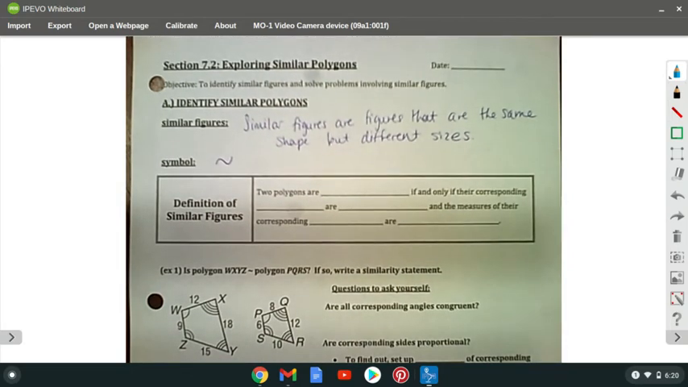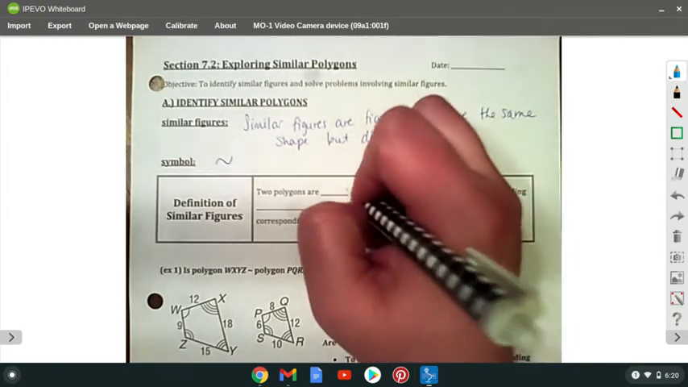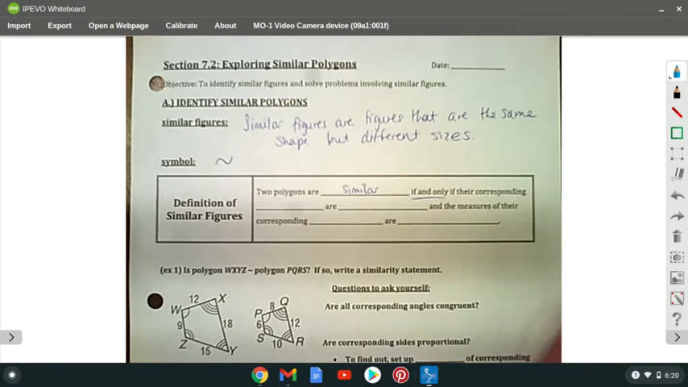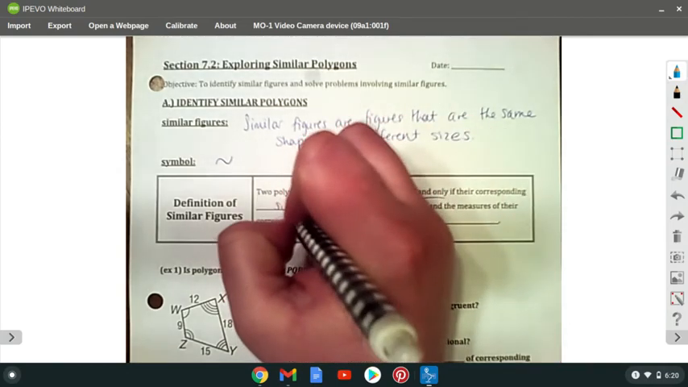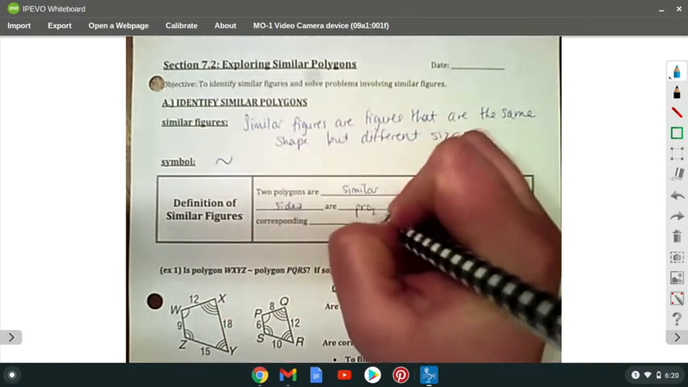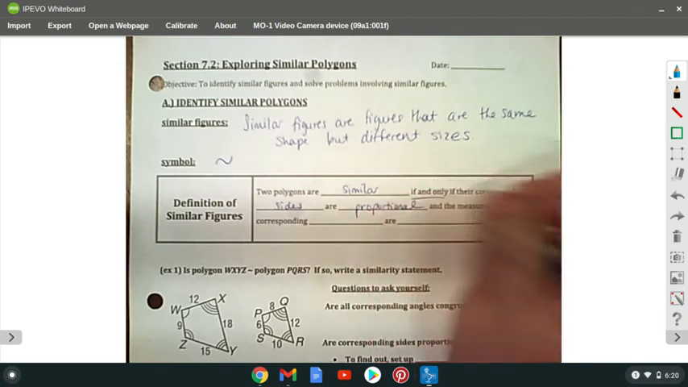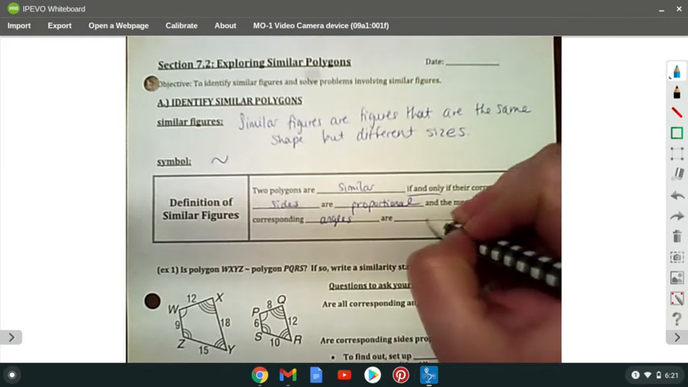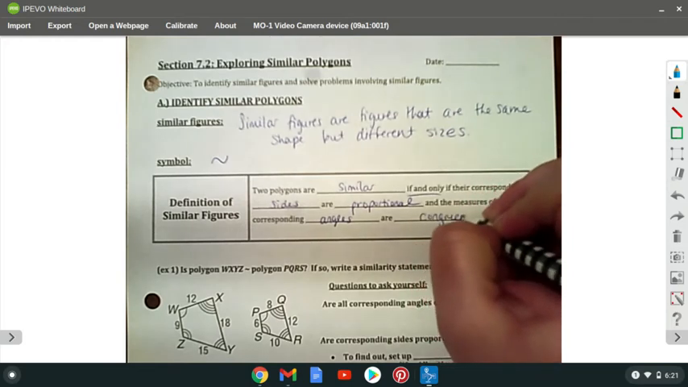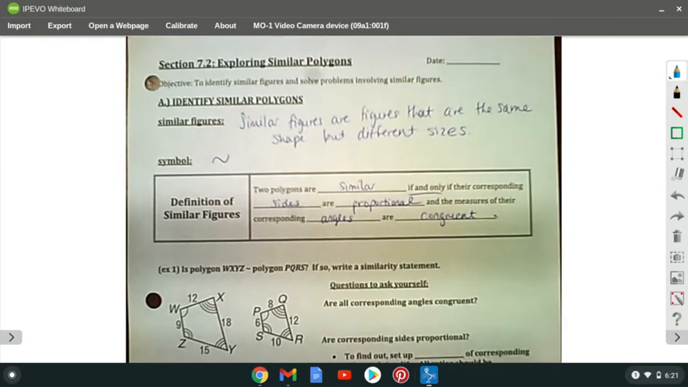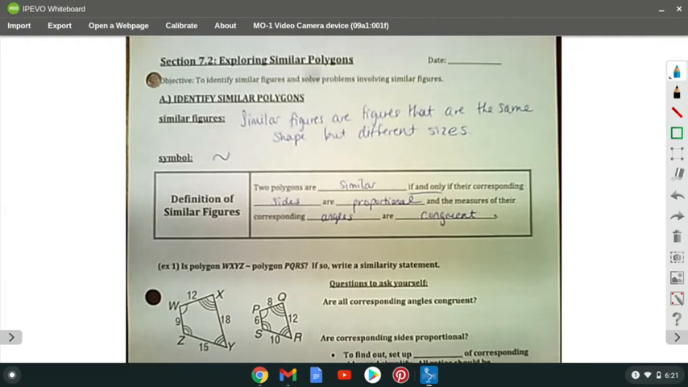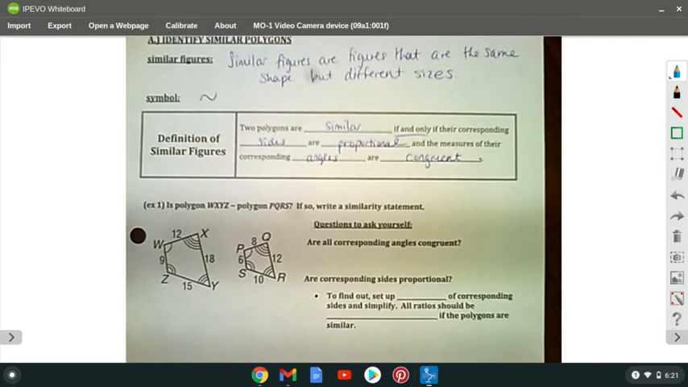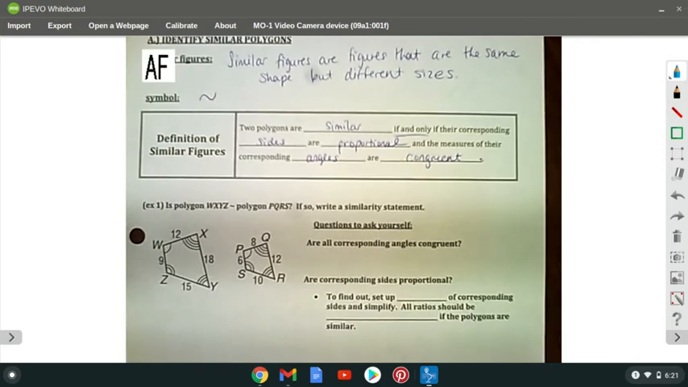The definition of similar polygons: two polygons are similar if and only if their corresponding sides are proportional and the measures of their corresponding angles are congruent. In case you have trouble remembering how to set up proportions, I am going to attach a video to this post to help with that if you're getting confused at home, but we will review it tomorrow as well.